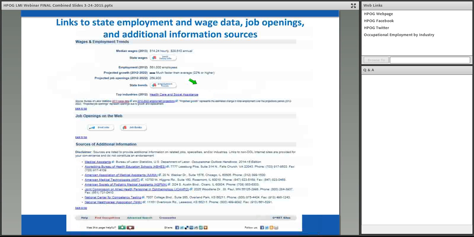Then if you scroll further down that same O*NET report, we have a whole section on wages and employment trends. Again, this is still for this medical assistant occupation, and so we show median wages and employment, and then the projected growth and projected openings. It's national, but these links let you click through and look at state wages, where you select the state you want to look at, and also at state trends. It also tells you the top industries, and if you want, you can directly link to job openings online from this site, so you can look by area to find current job openings.